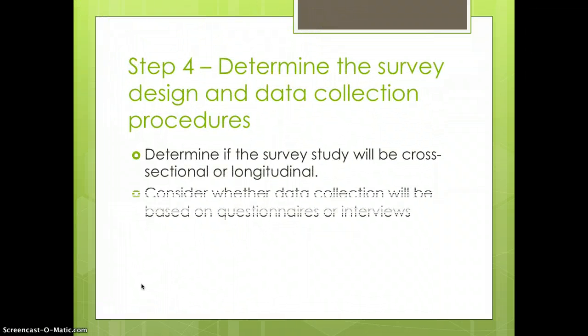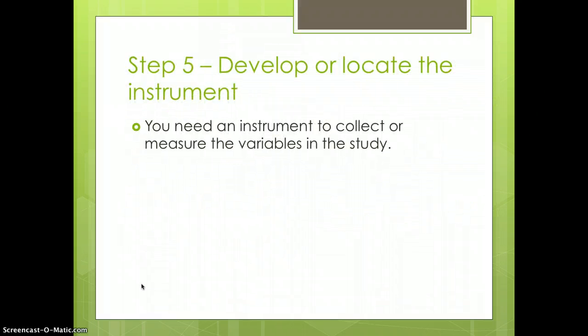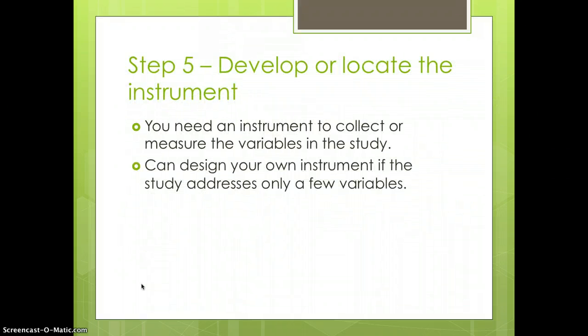Step 4 is determining the survey design and data collection procedures. You will need to determine if the survey study will be cross-sectional or longitudinal, and consider whether data collection will be based on questionnaires or interviews. Step 5 is develop or locate the instrument. You will need an instrument to collect or measure the variables in your study. It is easier to locate an instrument than it is to develop one. However, you can design your own if the study addresses only a few variables.